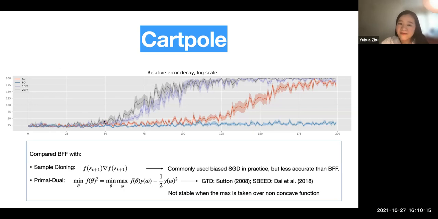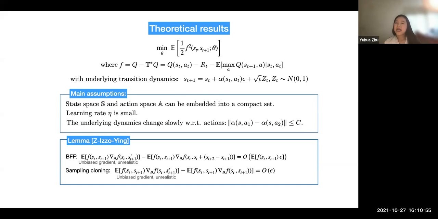We can see in this experiment, the y-axis is the value function, so we want to maximize the value function. The primal-dual method, which is the blue line, doesn't converge at all. The sample cloning is the red line. It converges slower. And our method is borrowing from the future. We have two versions: we borrow one future step and borrow two future steps. Both converge faster than sample cloning. Besides, it converges to a value function that has a larger value than the value function that sample cloning converges to.